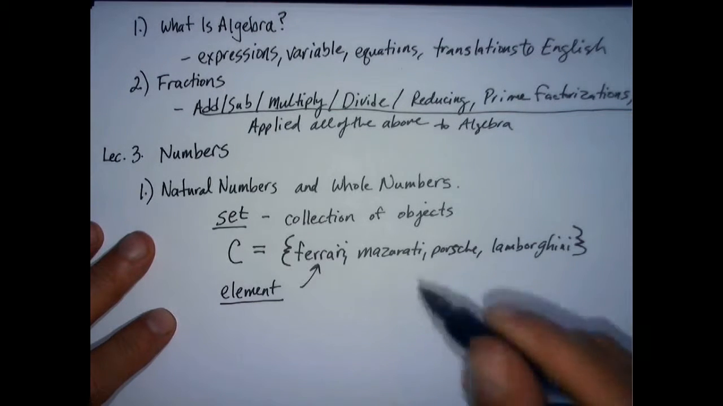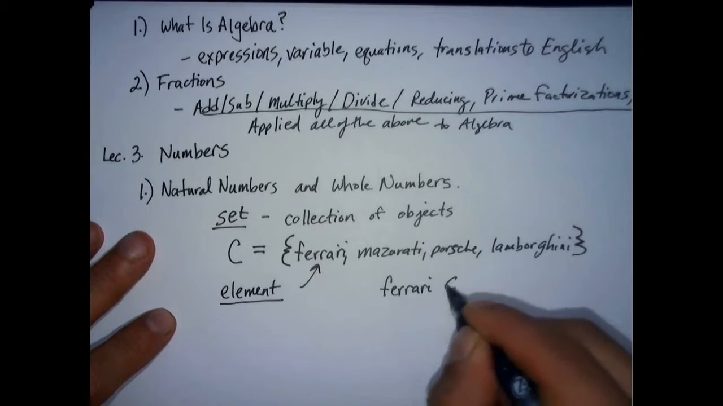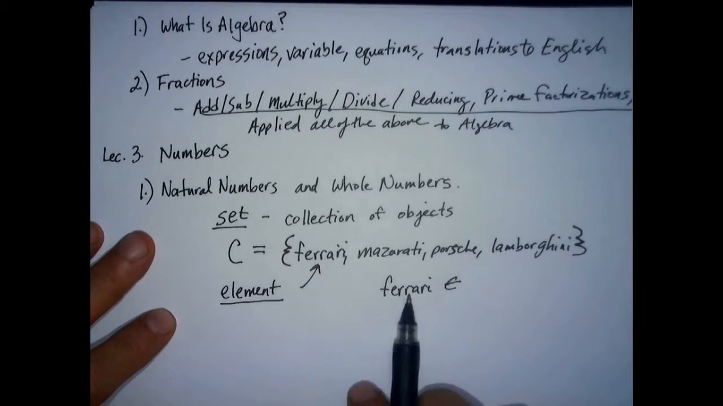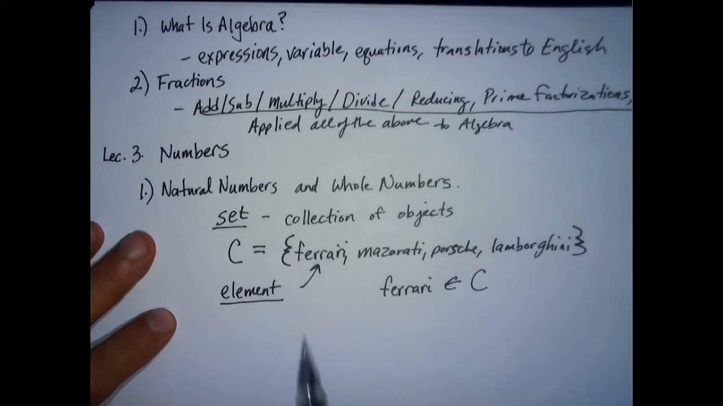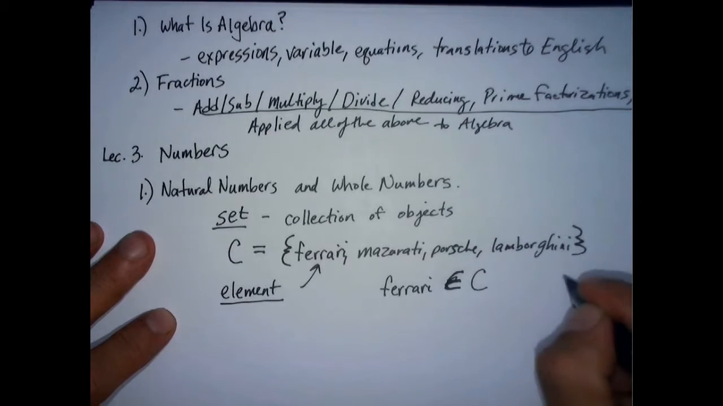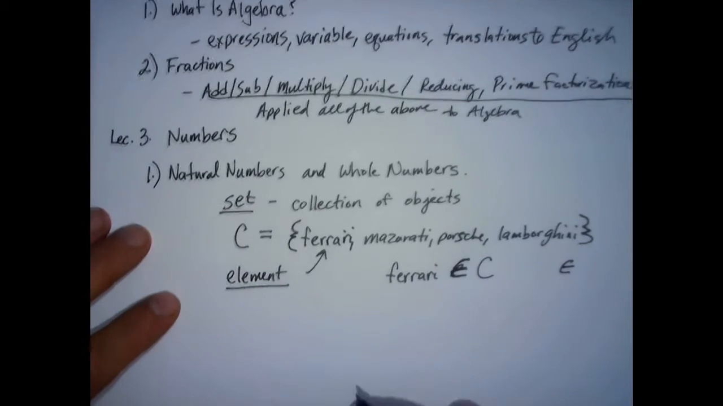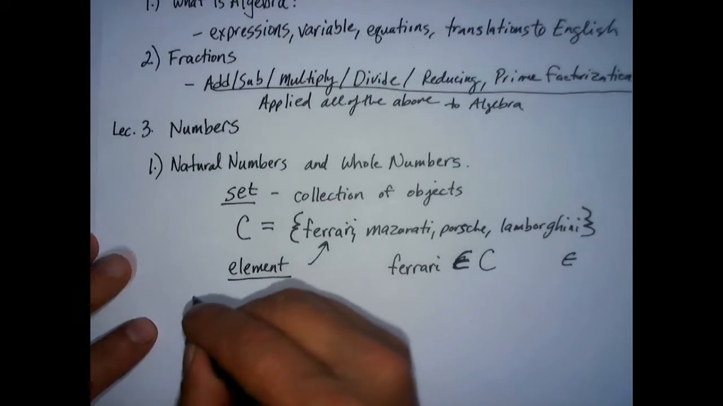There's a symbol for this. If I say Ferrari is an element, that's what this means. Ferrari belongs to C, and it does, because here's the C listed out. Instead of writing belongs, because it takes 7 letters, I'm going to write this, which is a whole lot easier. It's like a little E, something like that. Okay? Alright, so natural numbers are sets of numbers.